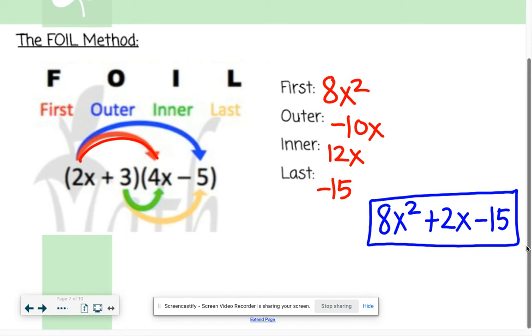You do whatever method you like. Eventually, you guys will get really good at the FOIL method. You won't even think that you're doing it. It's just kind of second nature, but they're both good. They are both good ways. All right.